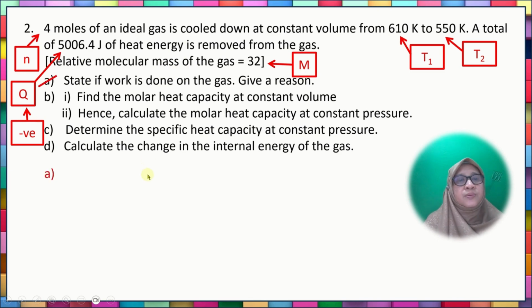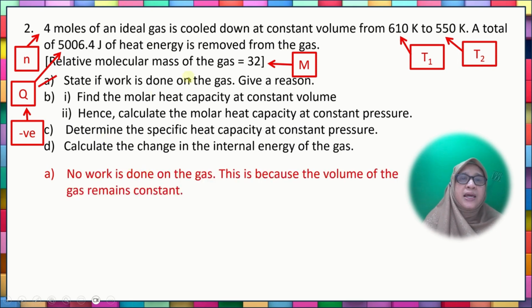So to check whether work is done on the gas, we refer to the constant volume here. So no work is done because of constant volume. So no work is done on the gas. This is because the volume of the gas remains constant. Okay, next, find the molar heat capacity at constant volume.